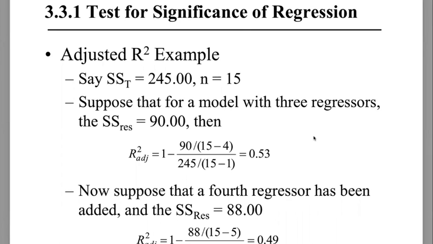Now suppose that a fourth regressor is added and that the sum of squares residual is 88. In that case, the adjusted R squared actually decreases. You can see that it's gone from 0.53 to 0.49, even though we've added an additional explanatory variable. And so that may indicate to us as well that that fourth explanatory variable is not carrying its weight, it's not pulling its load.